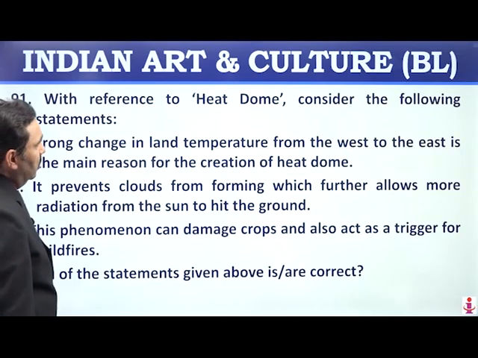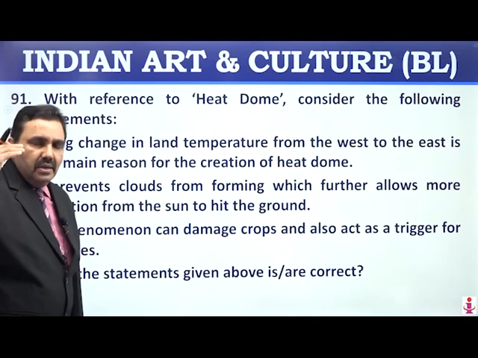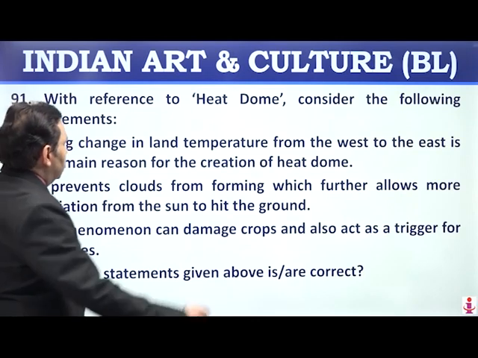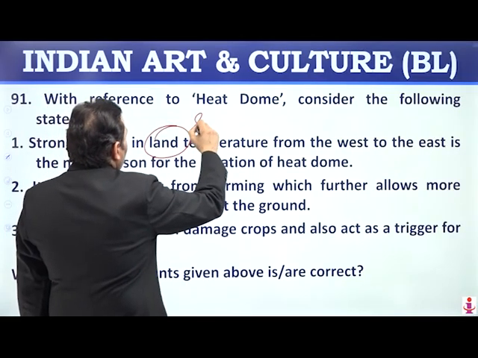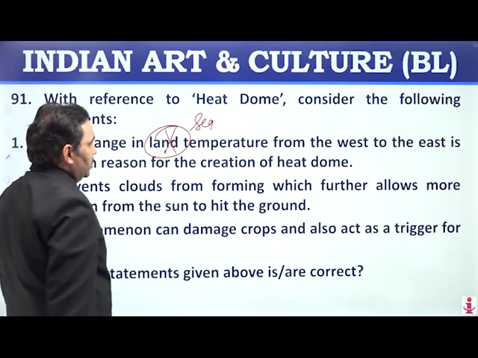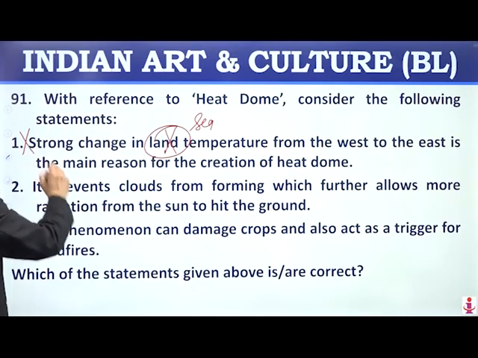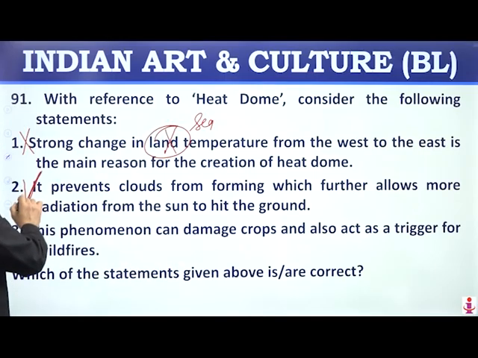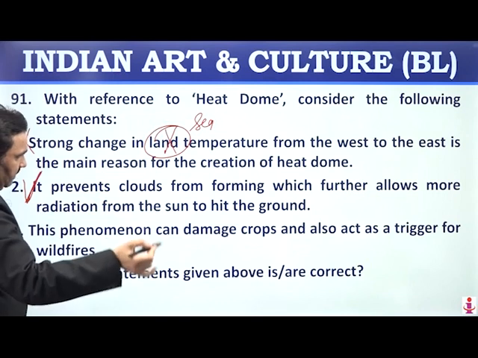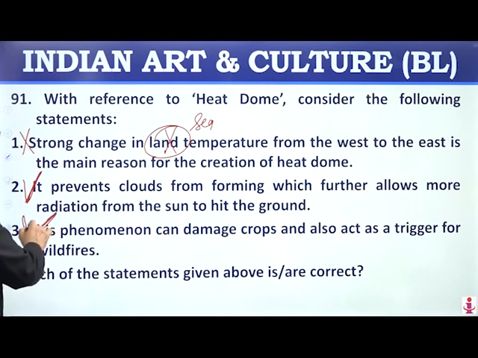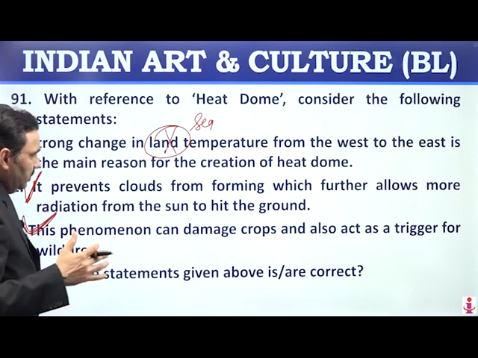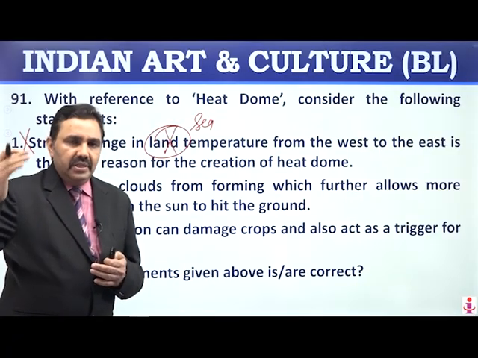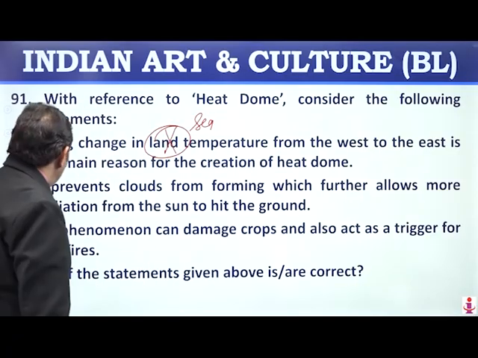91. With reference to heat dome, you would have read that in North America this was a major problem this time. A strong change in the sea temperature or oceanic temperature from west to east is the reason. First is wrong. It prevents clouds from forming, so it further increases incoming solar radiation. That's right. This phenomenon can damage crops and can also contribute to wildfire. Of course, temperature increased enormously, so there was massive loss of life. At many places, wildfire was witnessed because of this heat dome. 2 and 3 are correct. 1 is wrong.